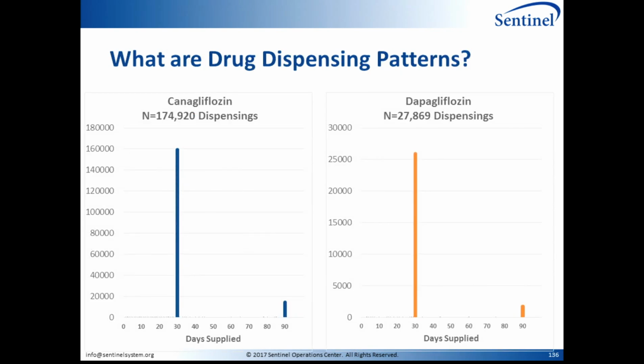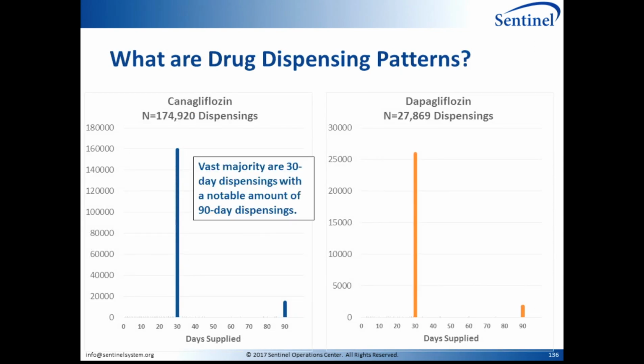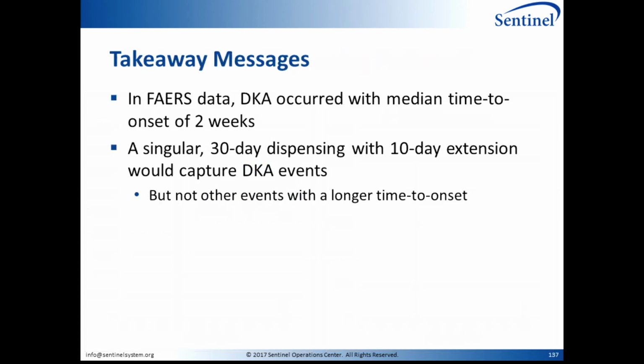So then I want to look at information about their drug dispensing patterns. One thing that's true about both of these drugs is that they're typically given in a 30-day supply, and there is some portion of them that are given in a 90-day supply. And actually, you might not be able to see it, there are little dots at the very bottom for these in-between values, but it's almost nothing. It's dwarfed by the 30-day supply or the 90-day supply.